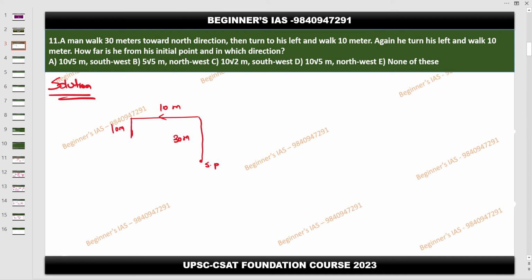How far is he from the initial point? From the initial point. So this is the initial. Now what I'm going to do is make a diagram here. So this is going to be the 10, then this is going to be the 20 meter, right? 20 meter.